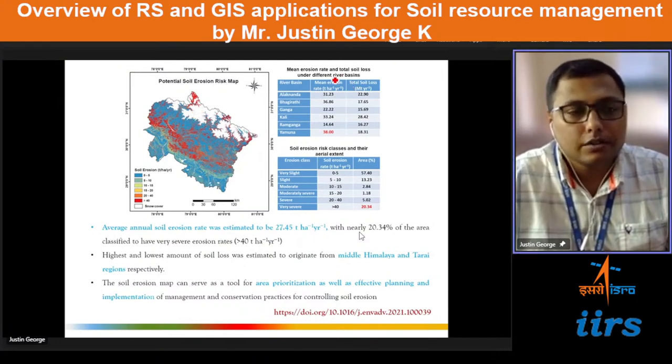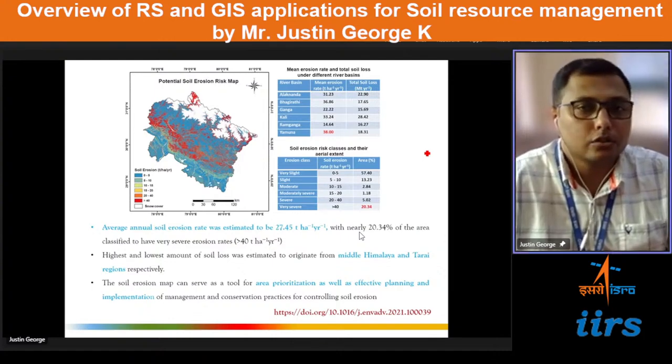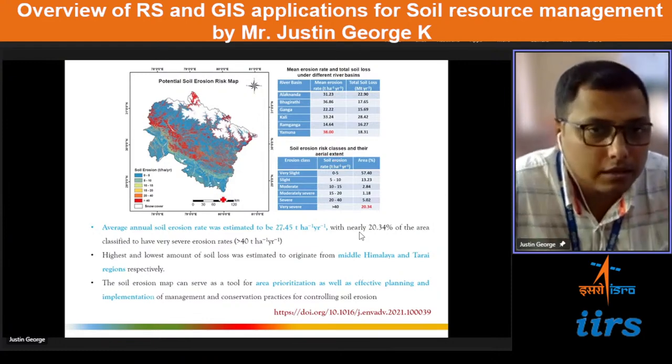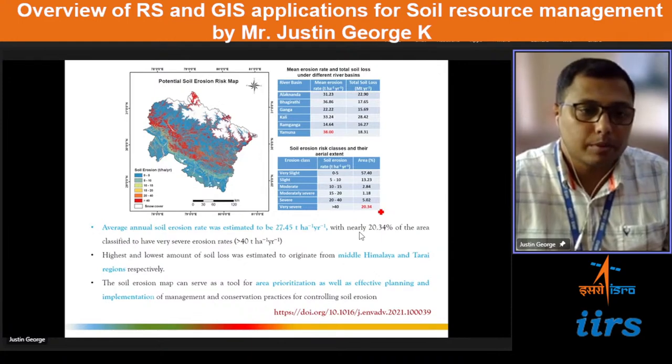Coming further, we made a study to assess the mean erosion rate as well as the total soil loss under the different river basins, and we found that the Yamuna basin has the highest mean erosion rate. And similarly, for the total area which comes under the different categories of soil erosion, around 20.34% of the total geographical area of the state was found to have a soil erosion risk of more than 40 tons per hectare per year.